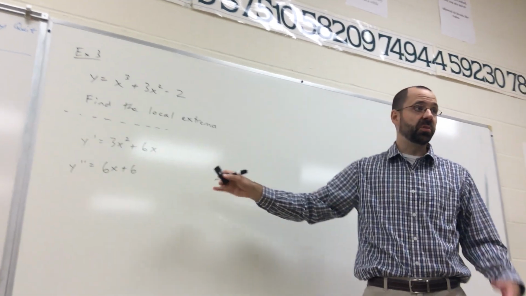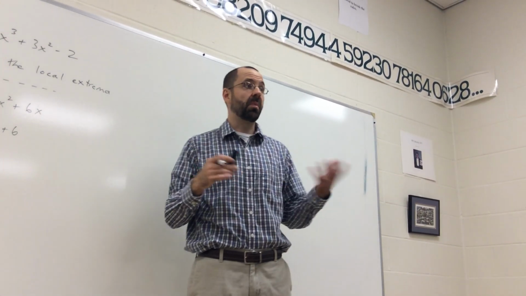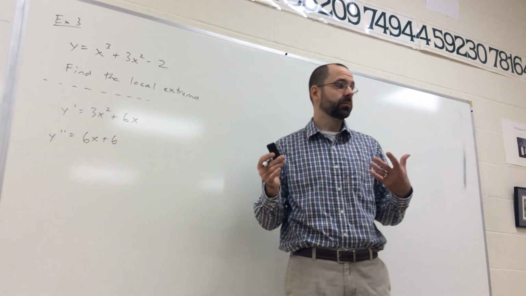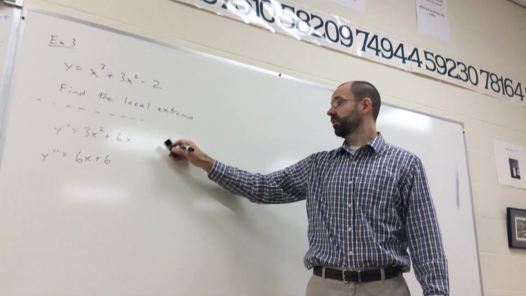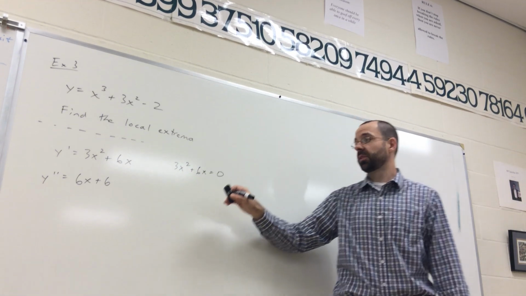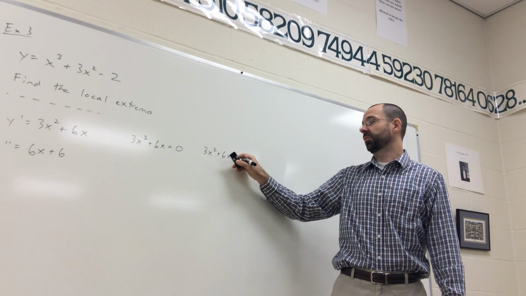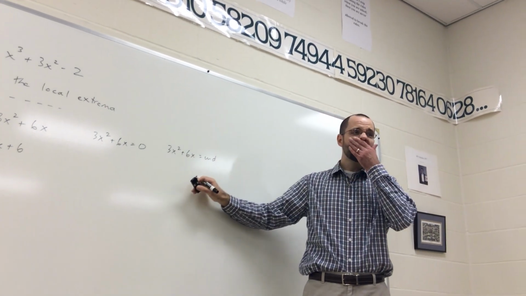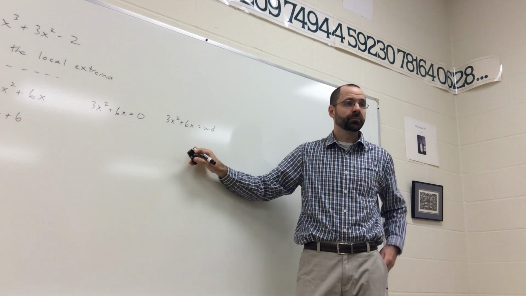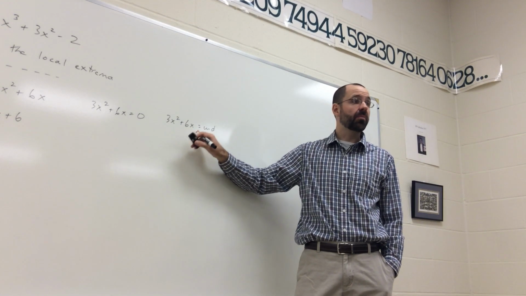Okay, so then I need to find the critical values. I need to find where the slope is 0 and also where the slope is undefined, because that's where the locals might happen, right? So I'm going to set 3x squared plus 6x equal to 0, and 3x squared plus 6x equal to undefined. This never happens, right?